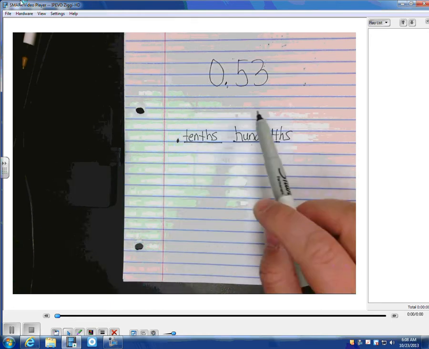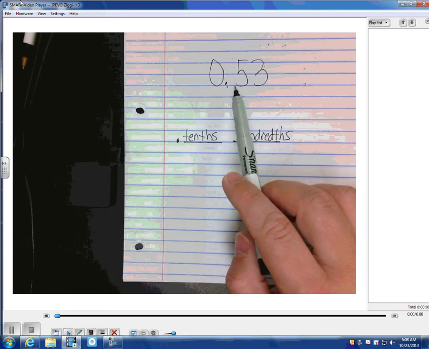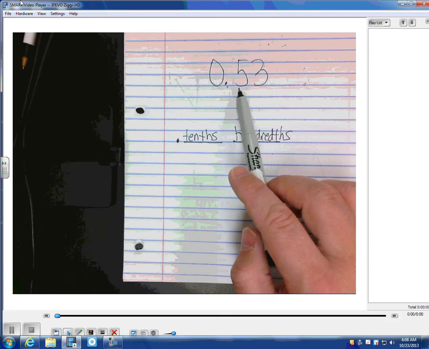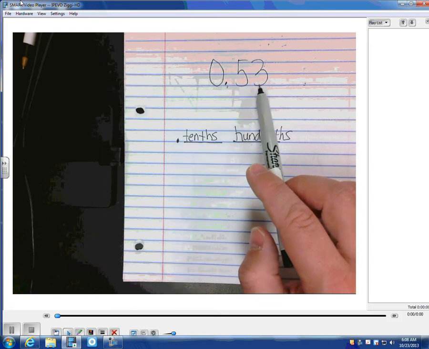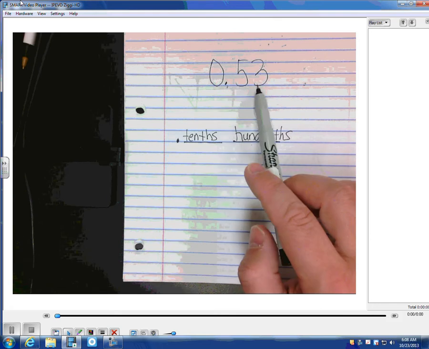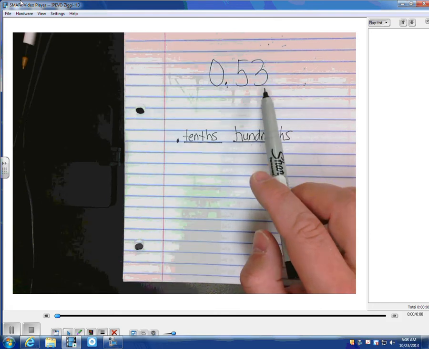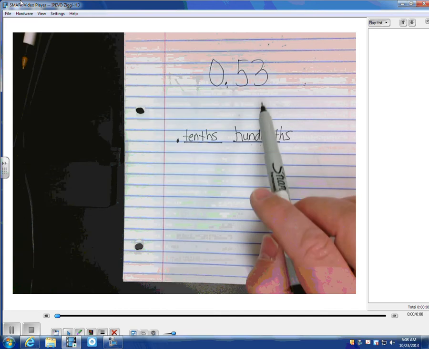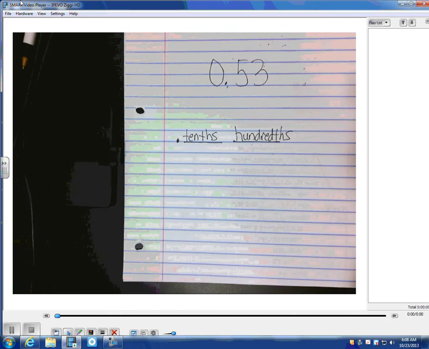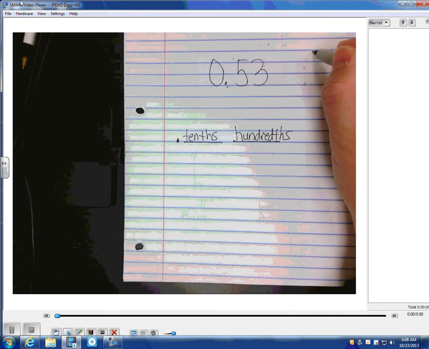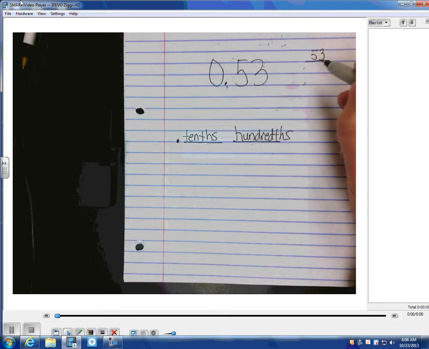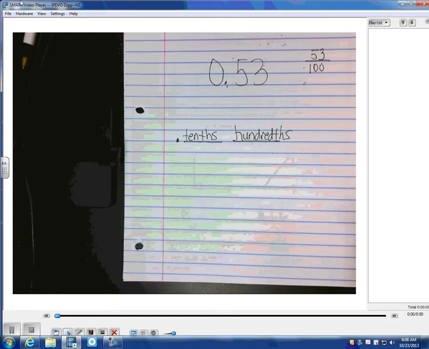So when I'm looking at my number, I see my decimal here, and I have the tenths place here, and then I have my hundredths place. So I say this number, 53, just like I normally say it, and then I put the place value at the end, 53 hundredths. Okay? So to write that as a fraction, you simply say the 53 and hundredths. And that's how you do that.